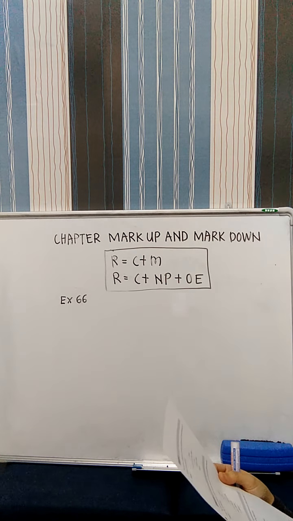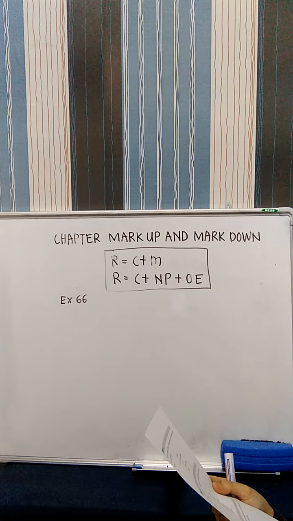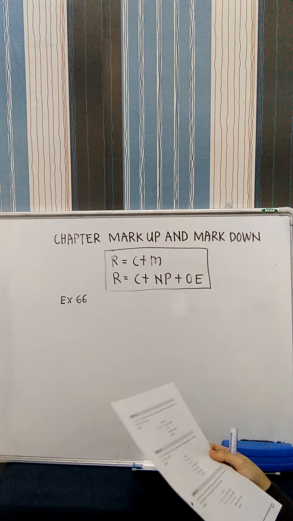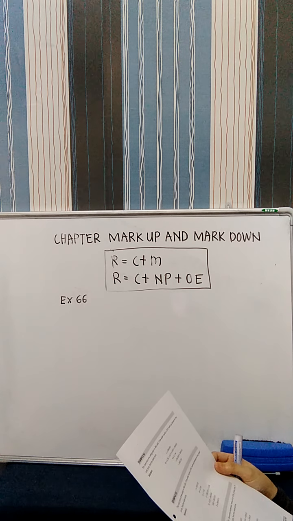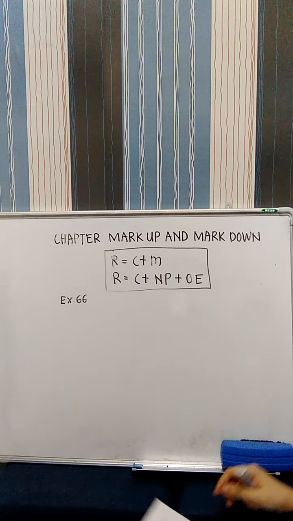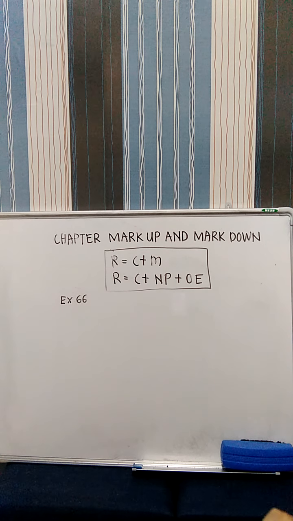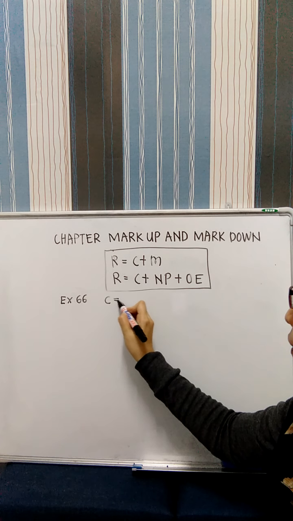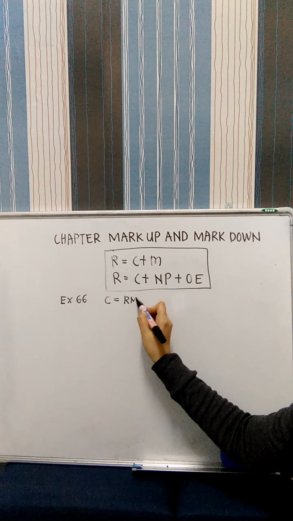Next, I continue to example 66. A computer table is purchased for RM 200. So the cost of the computer table is 200. This is the value of C, RM 200.